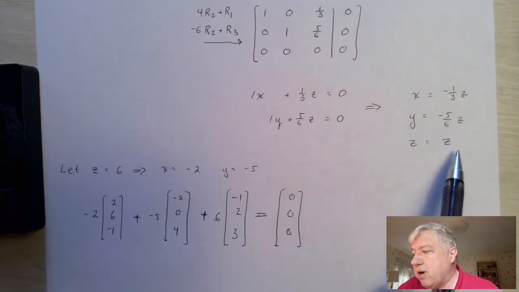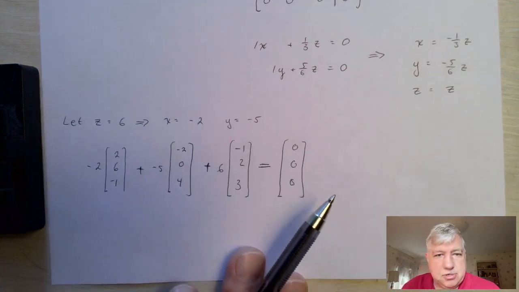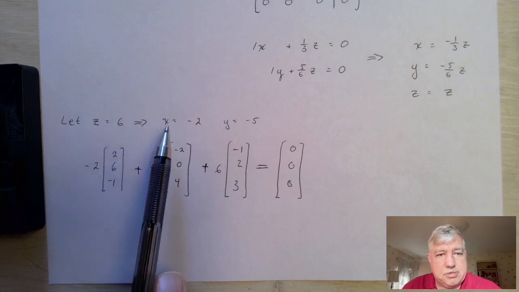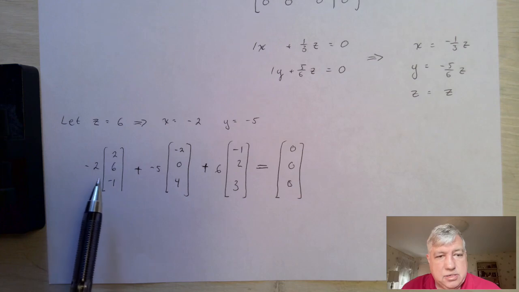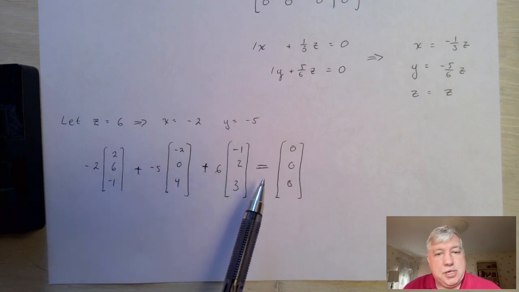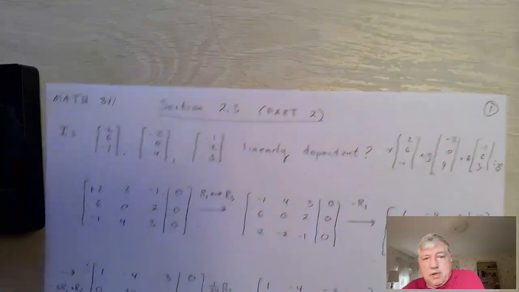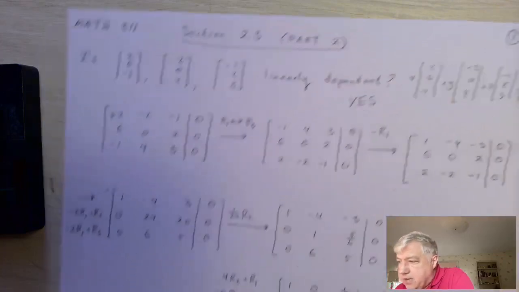We could let z equal 1, but I'm going to let z equal 6 just so we can have non-fraction solutions. If we let z equal 6, we get x is -2, y is -5, and sure enough, these will give us a non-trivial linear combination of these vectors. So in answer to our question, are these linearly dependent? The answer is yes.